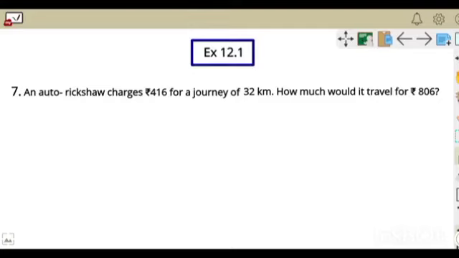Hello everyone. Today we'll continue our 12.1. We have question number 7. An auto rickshaw charges rupees 416 for a journey of 32 km. How much would it travel for rupees 806?